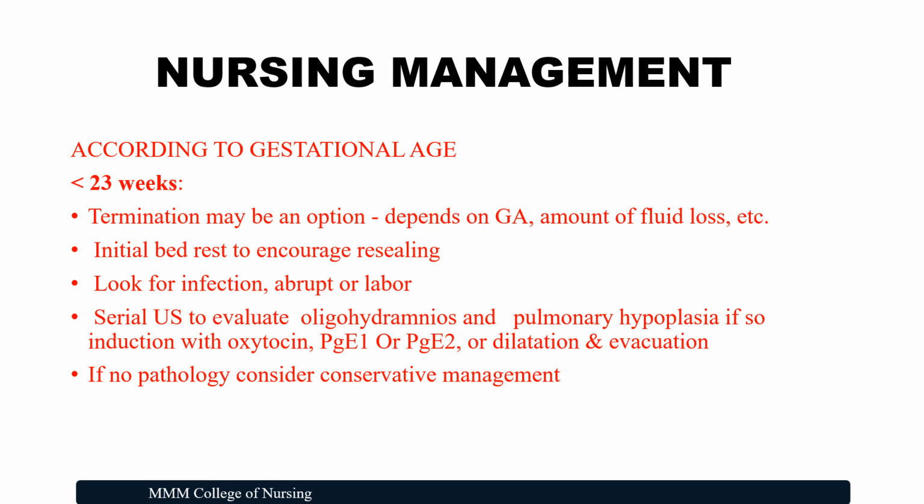According to the gestational age, we have to do the management. If it is before 23 weeks, termination may be an option depending on the gestational age, amount of fluid loss, etc. Initial bed rest to encourage resealing. Look for infection, abruption or labor. Serial ultrasound to evaluate oligohydramnios and pulmonary hypoplasia. If so, induction with oxytocin, PGE1 or PGE2, or dilatation and evacuation. If no pathology, consider conservative management.